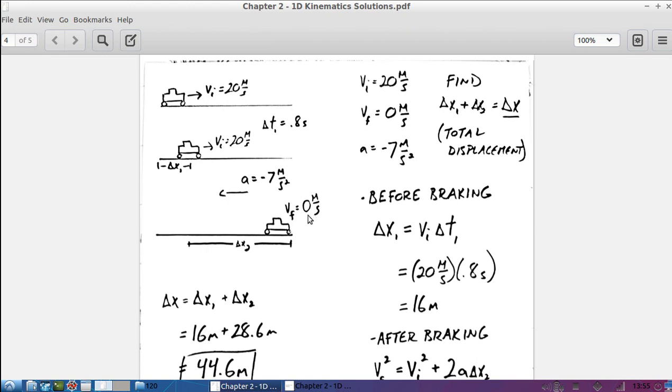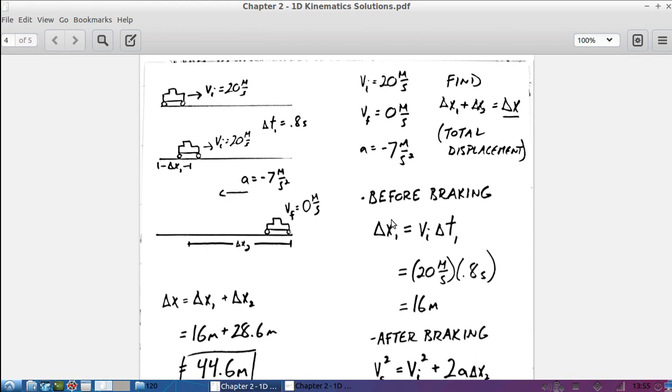So I've got a v final of 0 meters per second. That's that language again that I was talking about, right? It doesn't explicitly tell you final velocity of 0 meters per second, but it does tell you that it's coming to a stop. So the first part, it's a constant velocity problem, so I'm using delta x is v delta t.